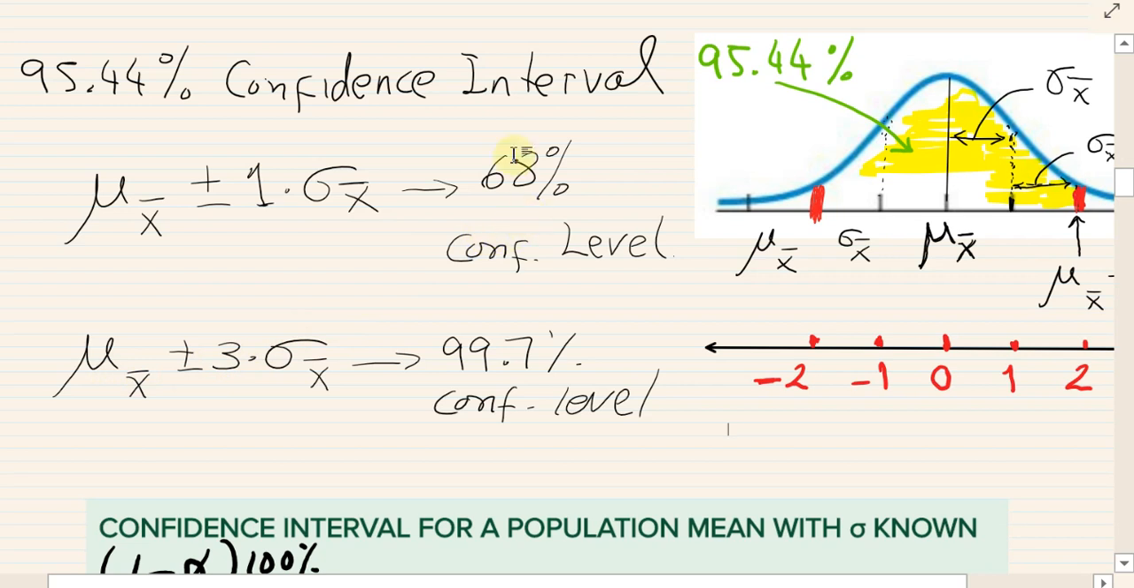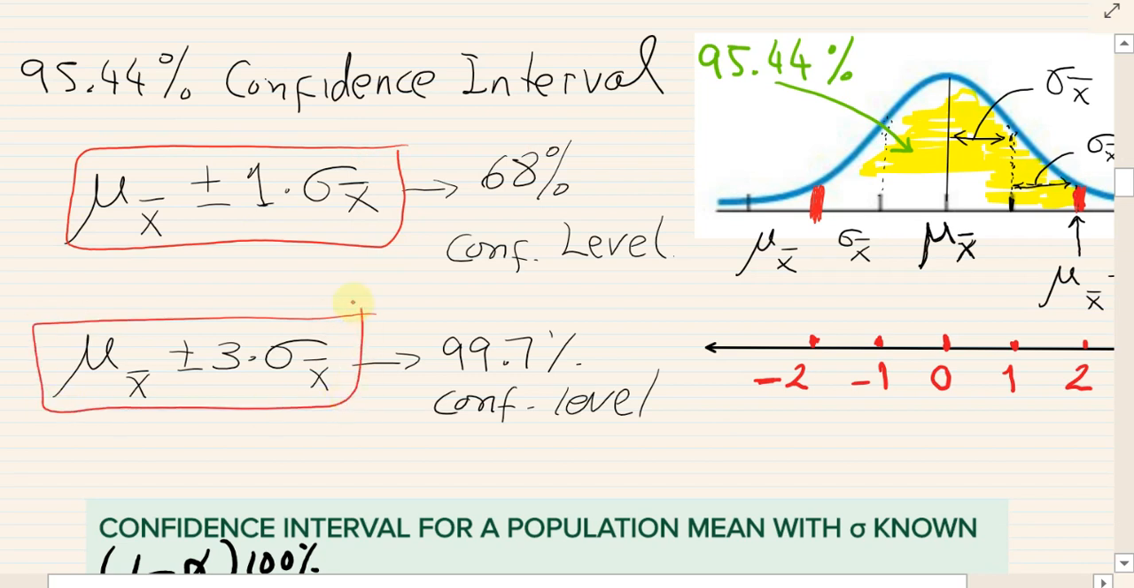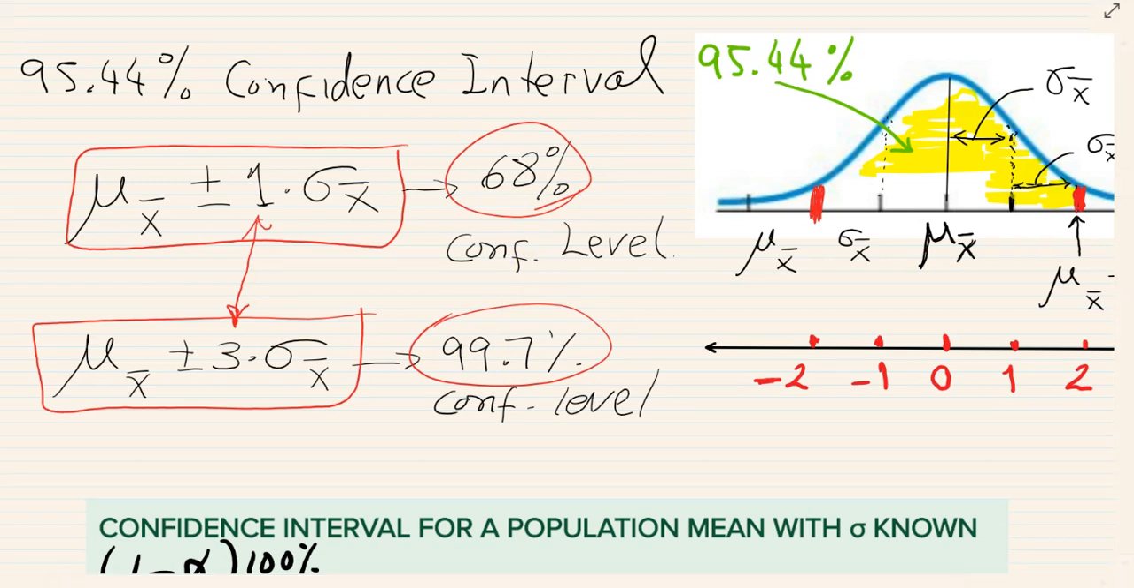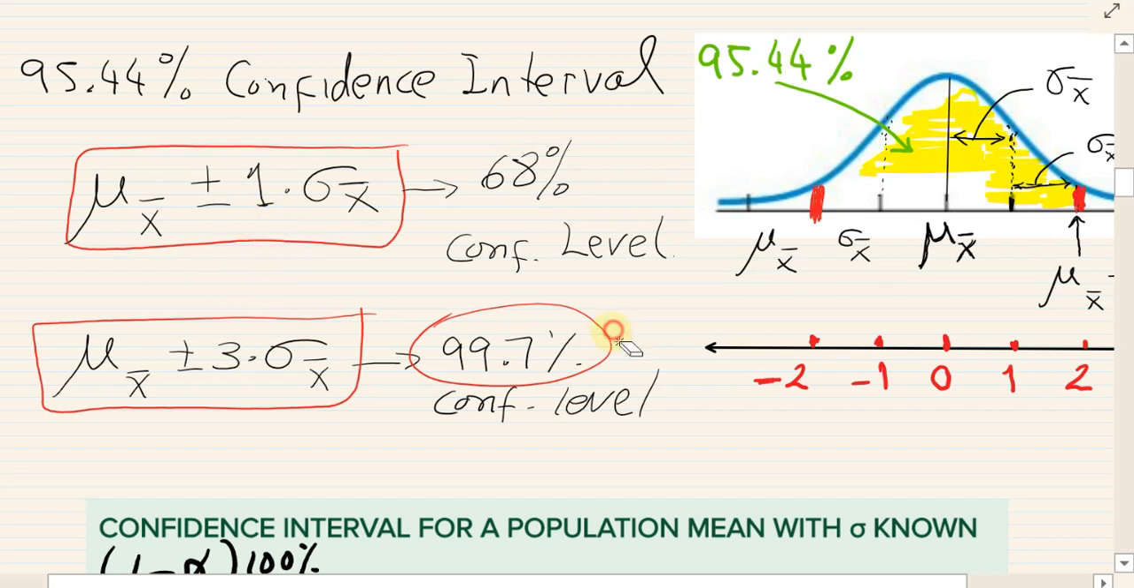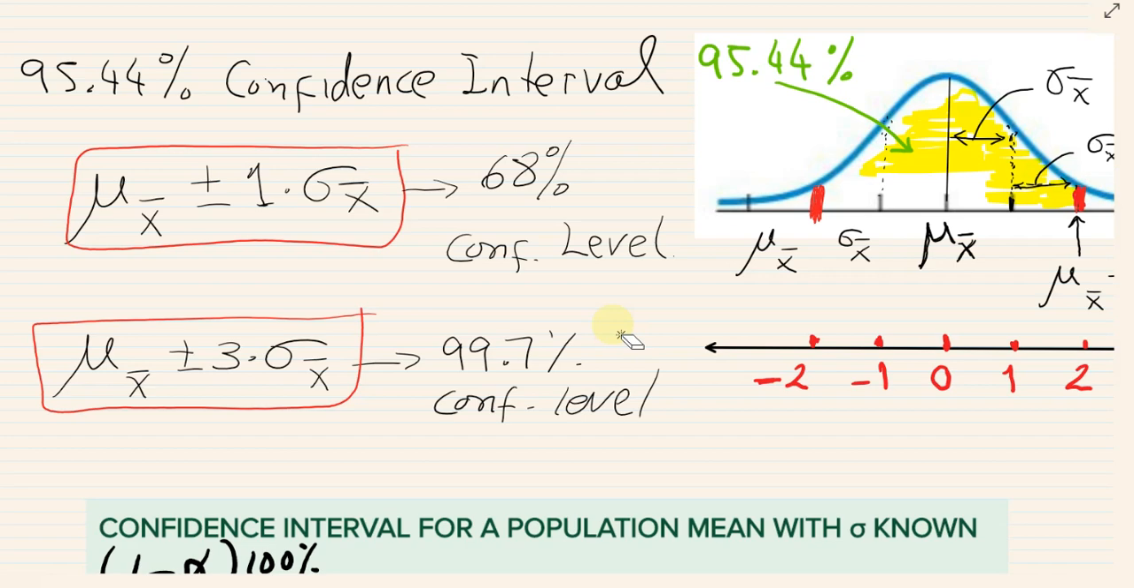And this is suggesting our formula for confidence interval. Notice in our formula, what's changing are these numbers. The multipliers are changing depending on the confidence level, correct? We will see that in a moment. Our formula is going to have mu plus or minus a number times sigma x bar. And that number, 1, 2, 3, whatever, depends on the confidence level.